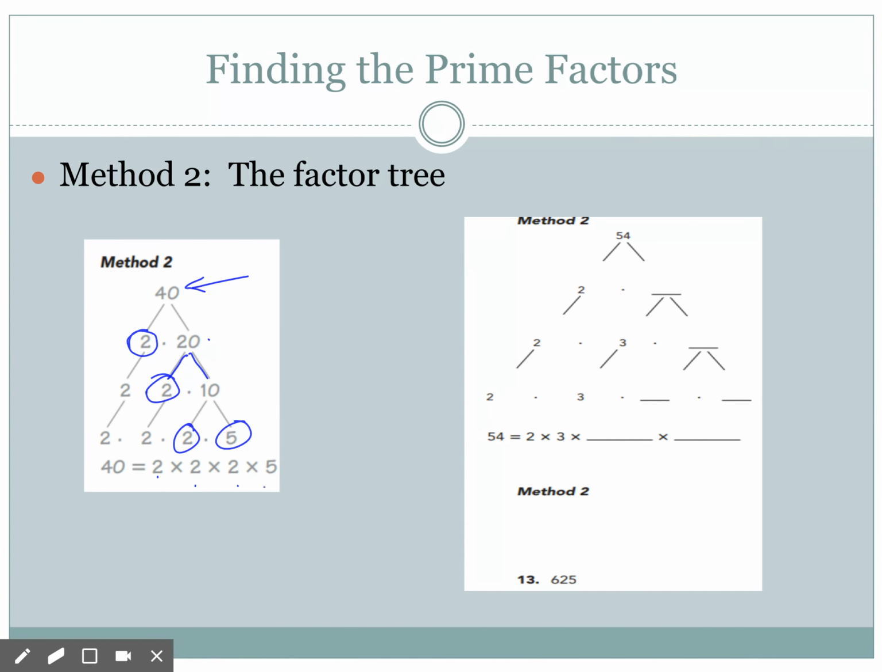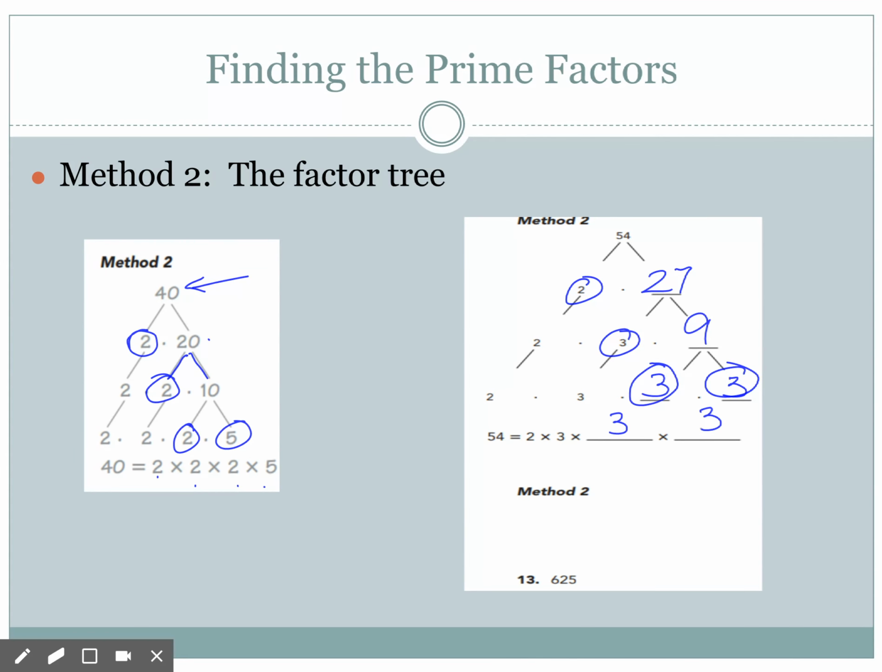So 54, they already said let's do 2, and that would be 27. 27 can be divided by 3, which is a prime factor, and 9. 9 is not a prime number, so 9 can be split up into 3 and 3. Again, I circle them to show that they're my prime numbers. And I'm just writing those out. 2 times 3 times 3 times 3.